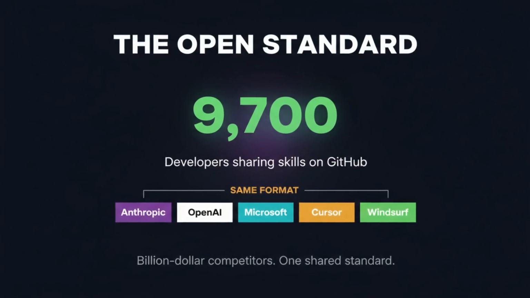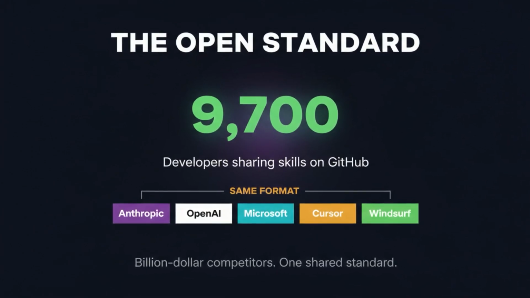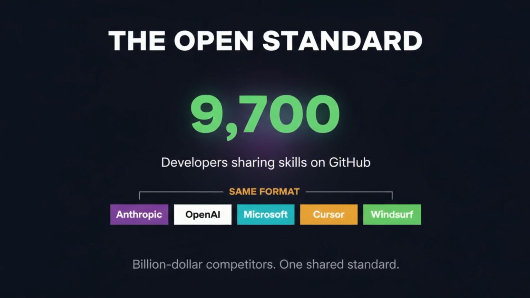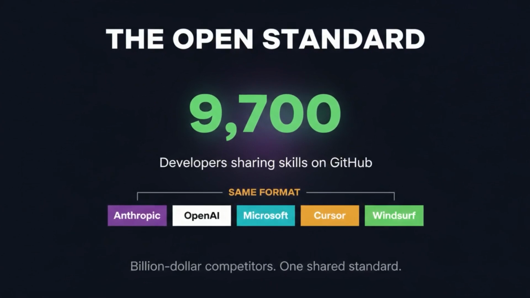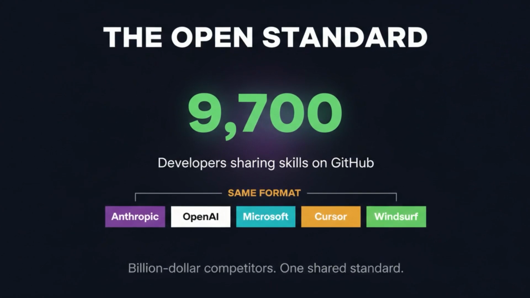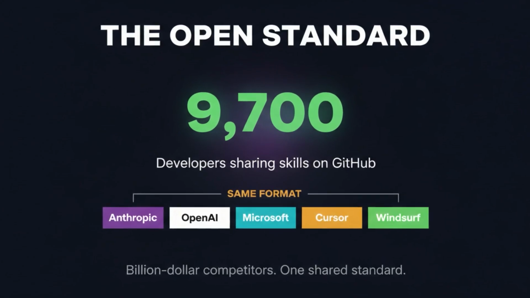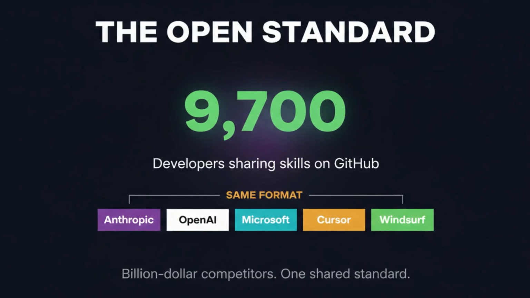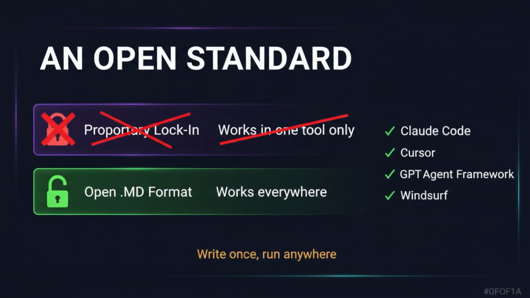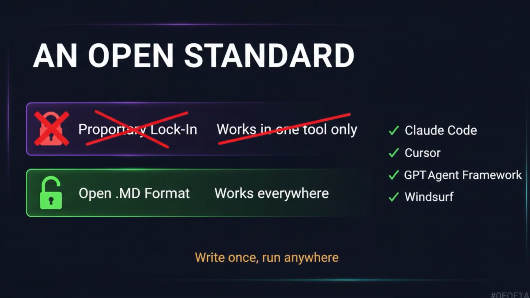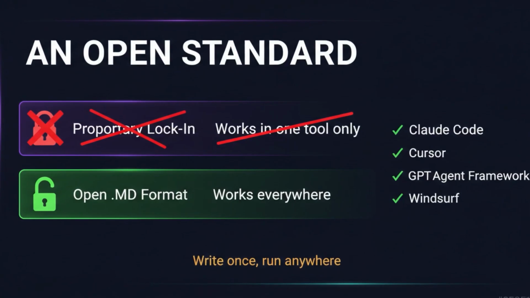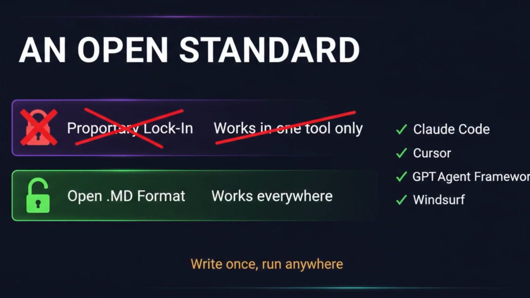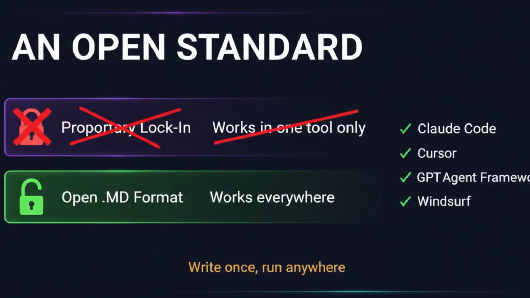9,700 developers, founders, and operators are already sharing skills in a single GitHub repository. And the thing that stopped me cold: Anthropic, OpenAI, Microsoft, Cursor, and Windsurf all adopted the same format. These companies agree on almost nothing. They are in a billion-dollar arms race against each other. They agreed on this. The .md skill file is not one company's proprietary trick. It is an open standard.